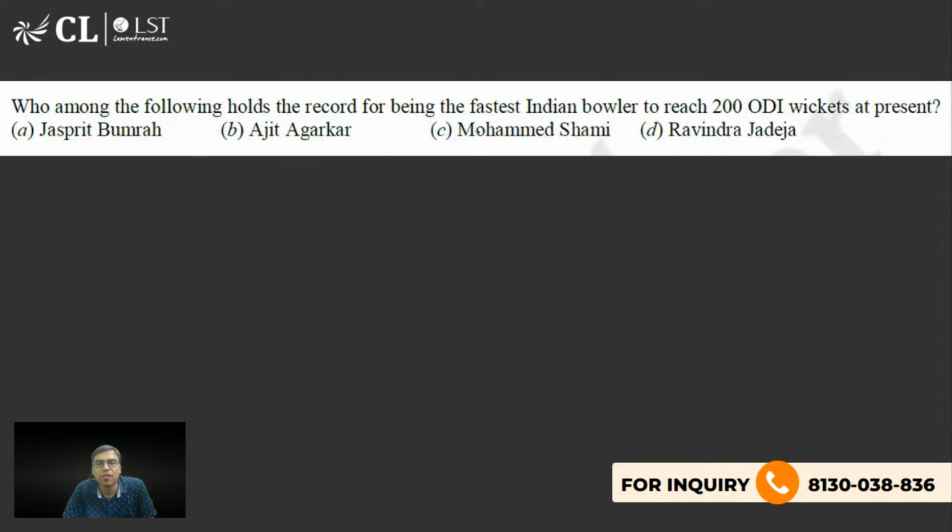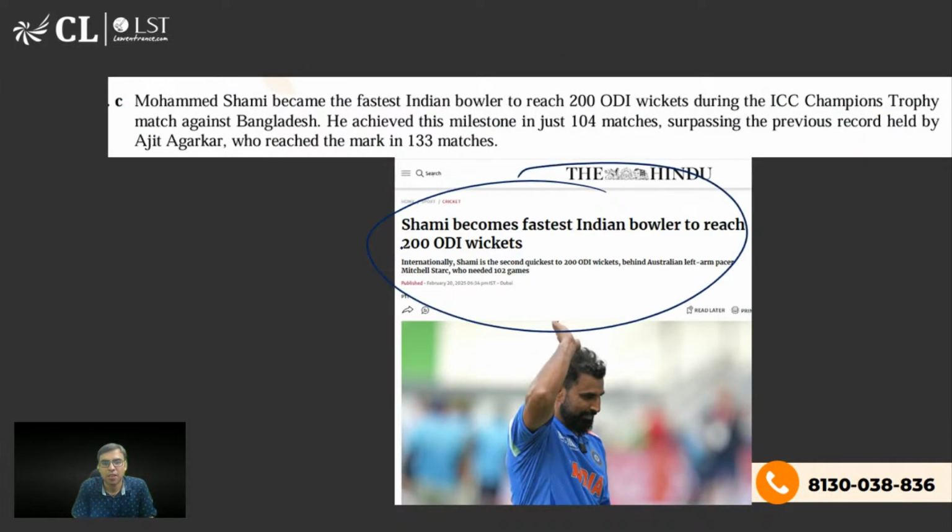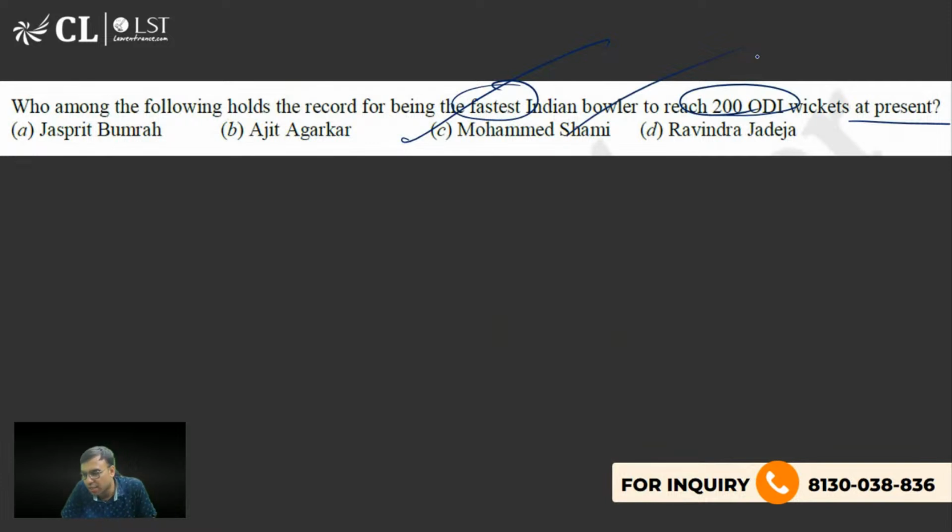The next is who has the following recorded the fastest Indian bowler to reach 200 ODI wickets? कौन से बॉलर बताइए. Yes, Mohammad Shami. So C is the right answer. Fastest to reach 200 ODI wickets. So C is the right answer. Yes, Priyanshi, Dharini, Anya, you are right.